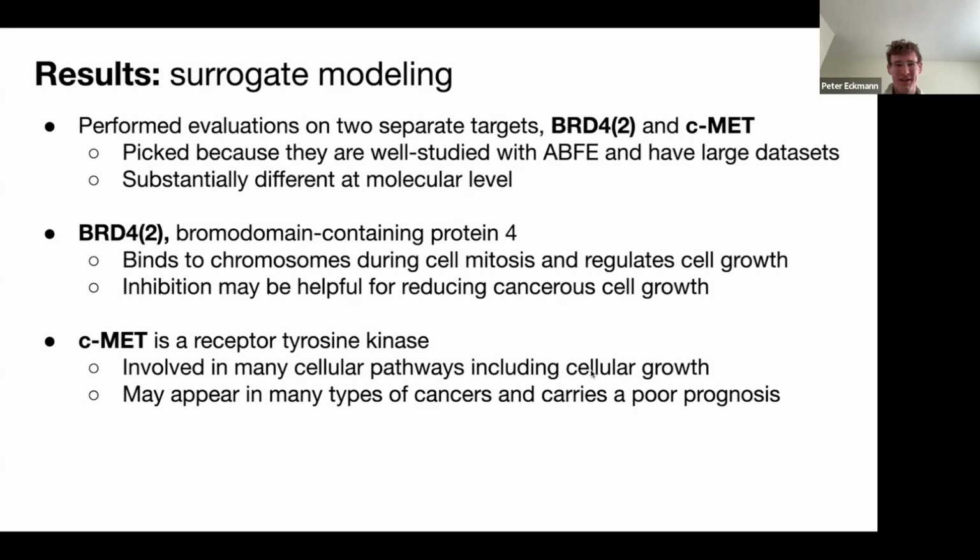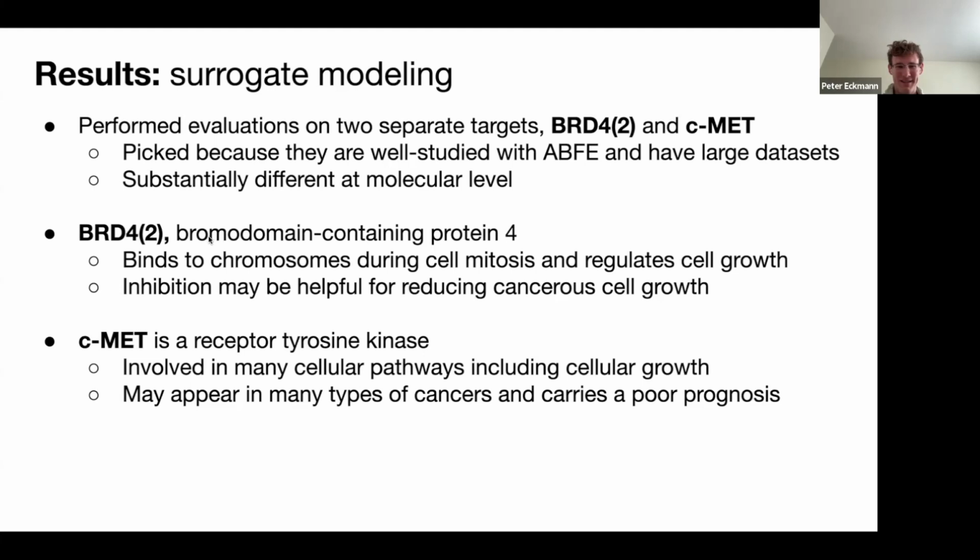So we performed evaluations on 2 separate targets. The first target was BRD4, and the second target was CMET. We picked these targets because they're well studied with ABFE, meaning we know that the ABFE is well correlated to experimental values with these targets. They also have large data sets available, meaning we have lots of experimental activity data for these 2 targets. And the targets are also substantially different at the molecular level, which gives us a good testing case for our model.